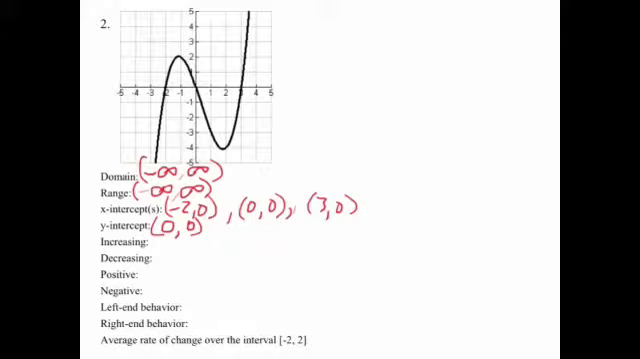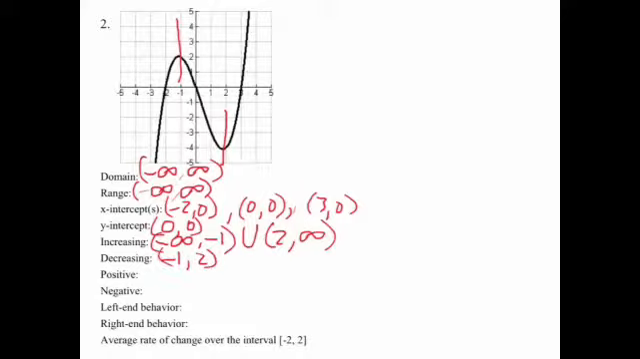To figure out where it's increasing, you split it up into the different sections where it's going up and down. On this first section here it is going up, so that's an increasing interval from negative infinity until we reach that x value of negative 1. The next interval where it starts going up again starts at 2 and continues on forever to the right, so it's going to be 2 to infinity. Make sure you put that union in there. It is decreasing from negative 1 to 2, and that's the only section where it's going down.